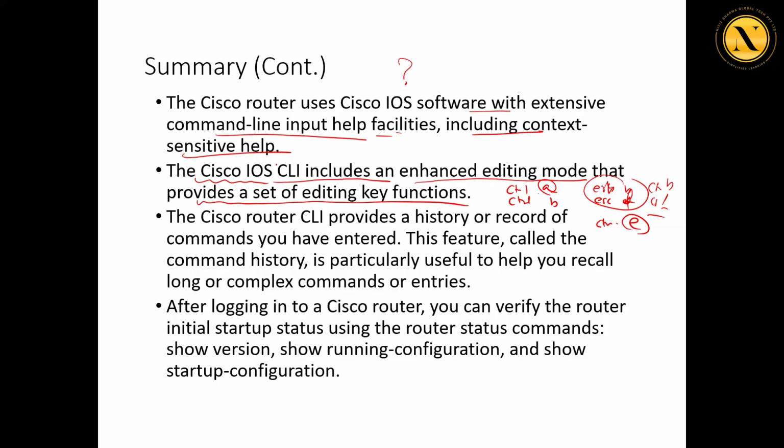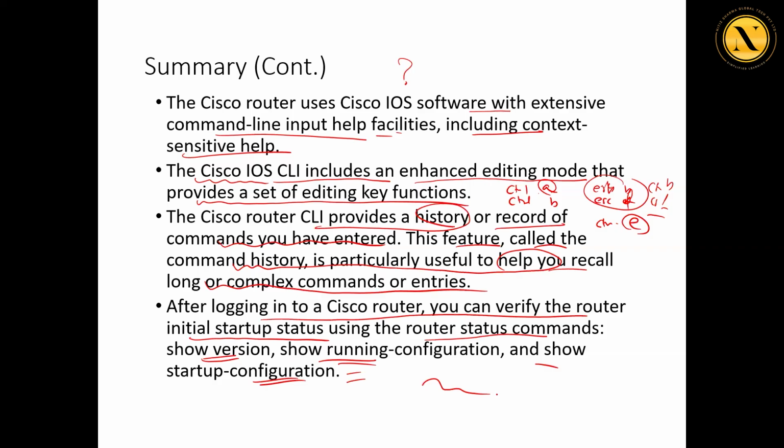All those things. Cisco router CLI provides a history or record of commands you have entered. This feature, called command history, is particularly useful to help you recall long or complex commands or entries. After logging into a Cisco router, you can verify the router initial startup status using the router status commands like show version, show run, show start, show IP interface brief, show interfaces, show interface gigabit 0/0/0, show IP route, show IP protocols, show protocols. Okay, a lot of commands will keep on coming. Don't worry.